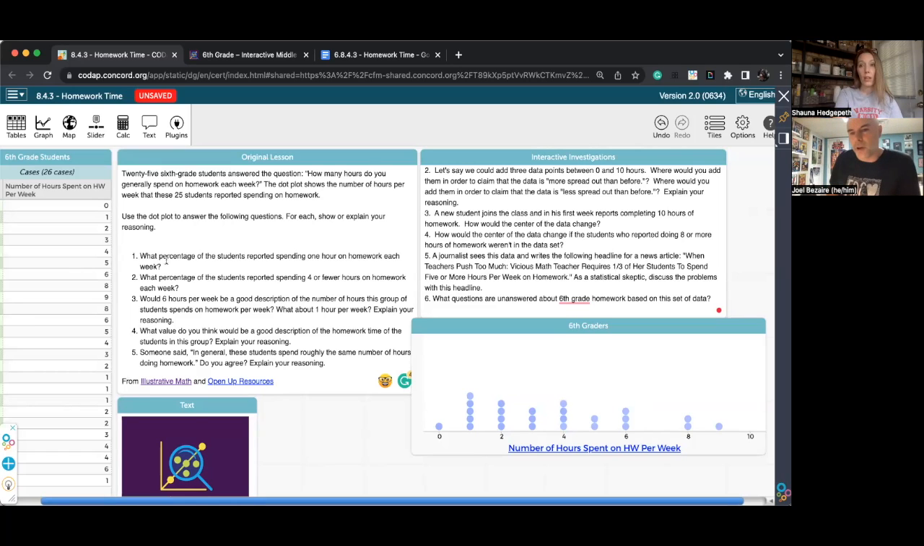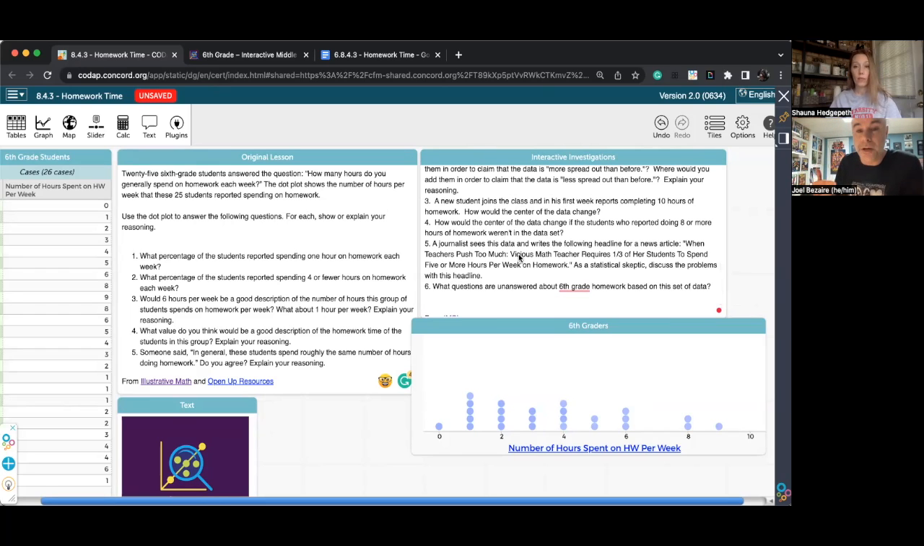Just like with all of our activities, we've set up the original questions from IM and open up over there where it says original lesson. In that question, we're going to focus on the interactive investigations that we've developed to help dig deeper into this material. I'm going to talk about questions 3 and 4 real quick and show you some of the ways students can approach this from an investigative angle.